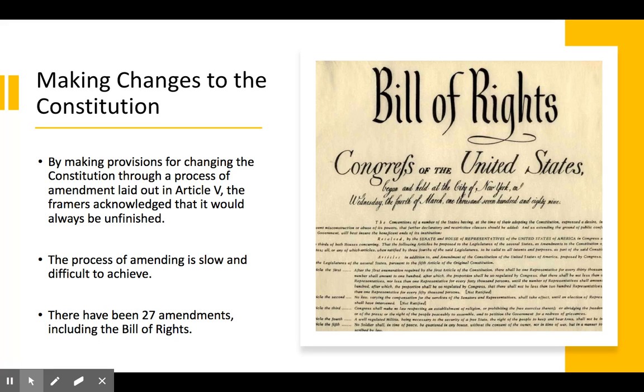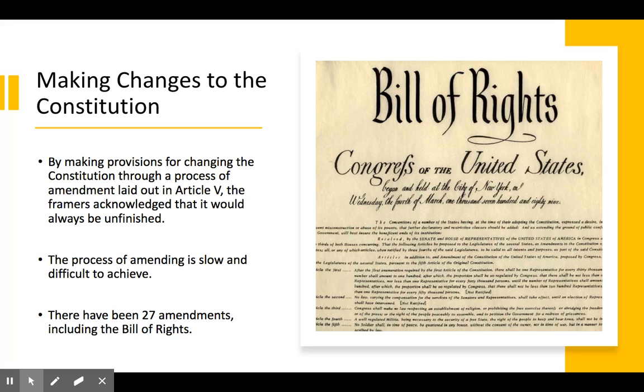And that's why there have only been 27 amendments to the Constitution, including the Bill of Rights. The Bill of Rights wasn't actually part of the original Constitution. That was ratified later and included later. So there have been 27 amendments to the Constitution. Of course you're familiar with the Bill of Rights. That includes things like freedom of speech, freedom of religion, the right to bear arms, things of that nature. You're familiar with those. But there have been 17 other amendments that aren't part of the Bill of Rights that have also been included.